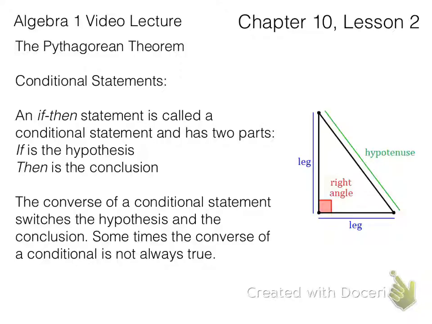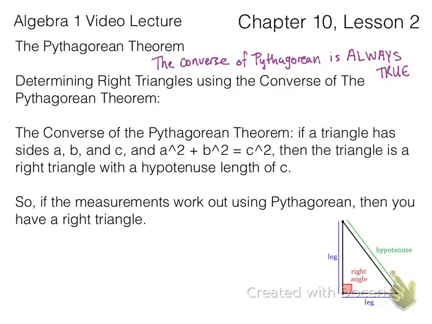The only thing is when we're dealing with the Pythagorean theorem, the converse is actually true, and it's always going to be true. So let's go ahead and talk about the converse of Pythagorean's theorem. We can determine if a triangle is right by using the converse of the theorem.